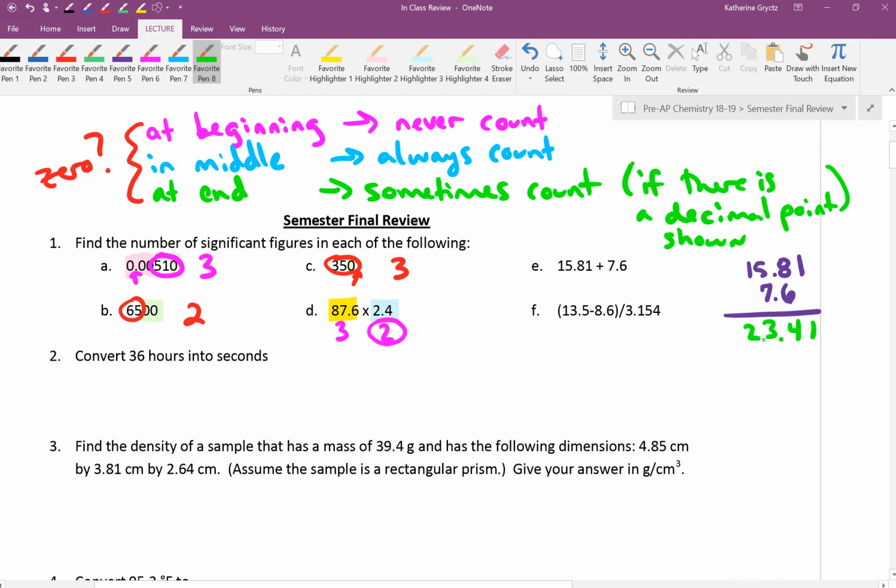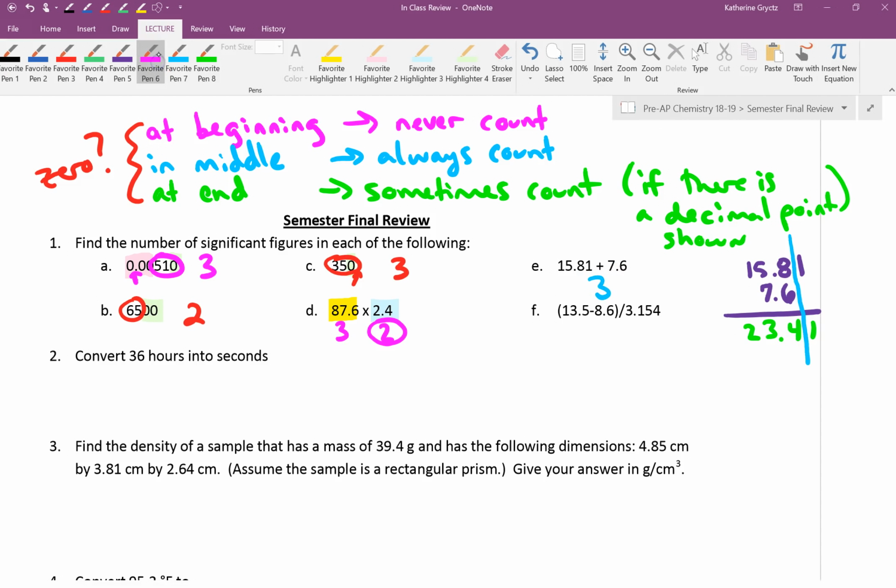Okay, and then you would cut off the number after the last column where everybody has a number. So the last column that everyone had a number in was after the 10th place. So you can do that and give this number as 23.4, so there would be 3 sig figs.